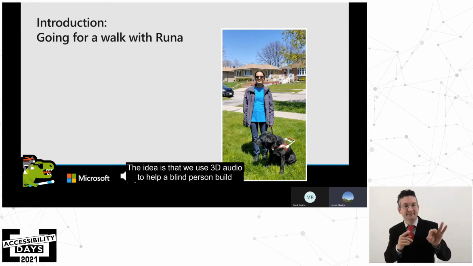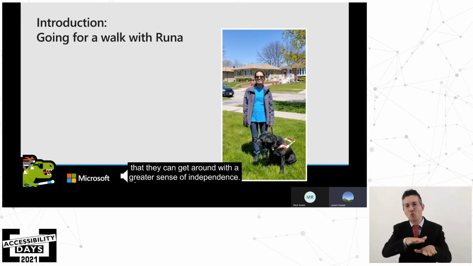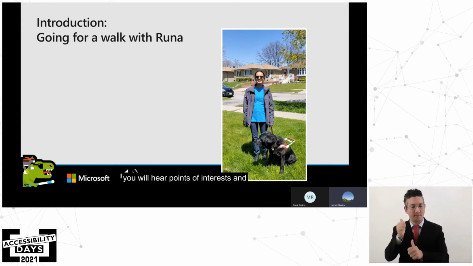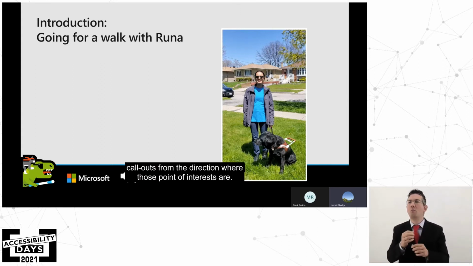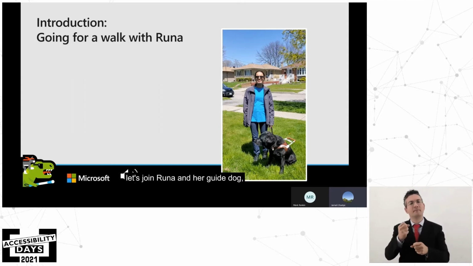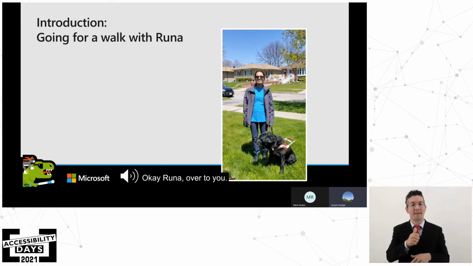The idea is that we use 3D audio to help a blind person build a richer awareness of their surroundings so that they can get around with a greater sense of independence. The way it works is that with a set of headphones, you will hear points of interest and call-outs from the direction where those points of interest are. To give you a real feel for the experience, let's join Runa and her guide dog Valora on their walk to the pharmacy. And for the best experience, I recommend that you listen to this demo with a stereo headset. Okay, Runa, over to you.